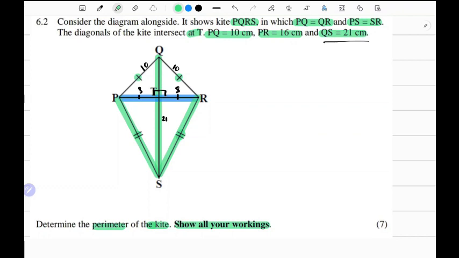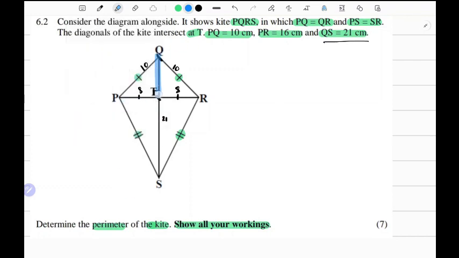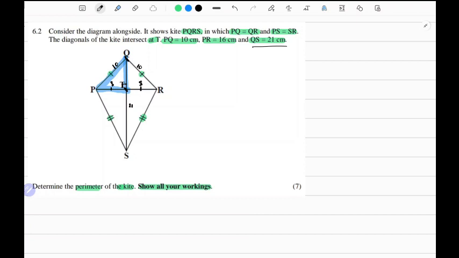So let's make use of the given information to find the unknown values. We don't have the distance QT. QT is an unknown, but we can find QT by using Pythagoras theorem. That is if we consider this to be a triangle. It is a right triangle, so we can use Pythagoras theorem to find QT. So let's go ahead and do that.